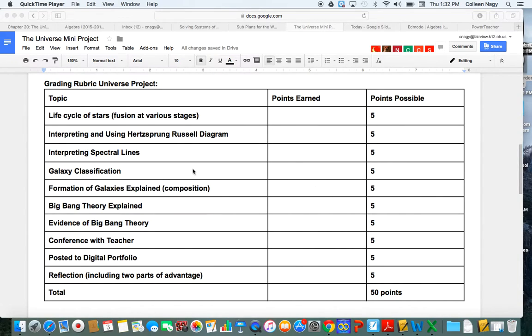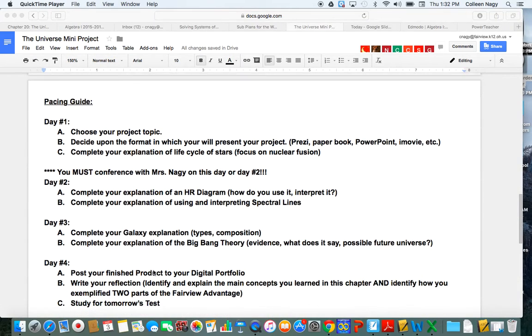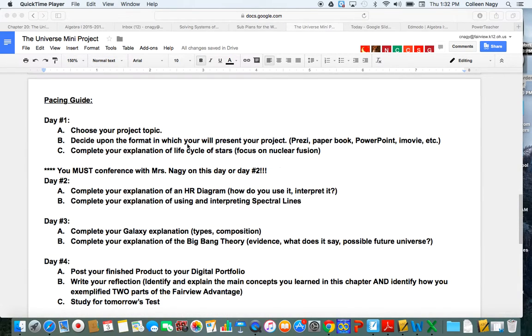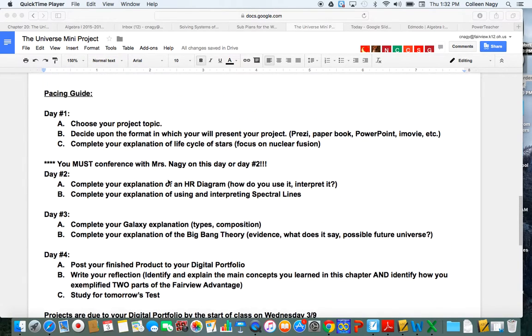There are 5 points for each of the topics. You have to conference with me tomorrow in class to show me what you're doing and get 5 points. And then you see the rest of the points here. Below, I have kind of a pacing guide to show you what you should be doing. Please make sure today that you take a paper, you put your name on it, and you at least give me your topic and how you're going to present it, and give that paper back to the sub for today so that I know what it is you're planning on doing.